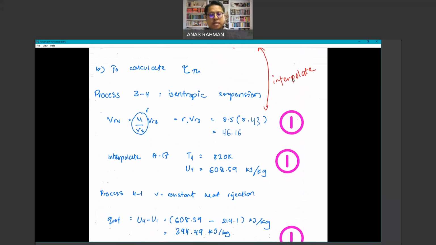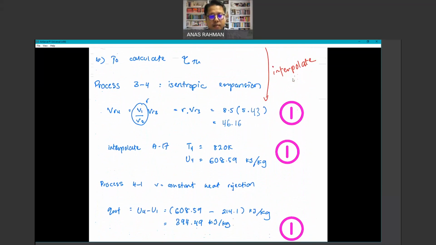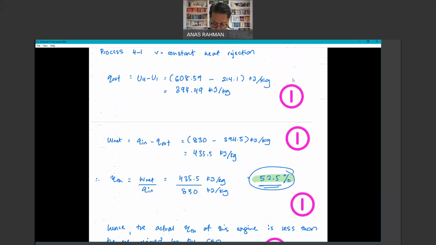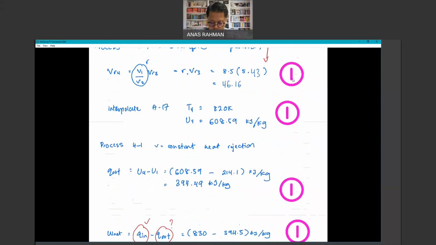So next, let's proceed to calculate the thermal efficiency. First, we need to understand what variables are needed to calculate the thermal efficiency. If you look over here, thermal efficiency requires us to find W net divided by Q in, and Q in here is already given. So you need to find W net, and W net is just Q in minus Q out. Q in is given, but we don't know Q out, so we have to find that.